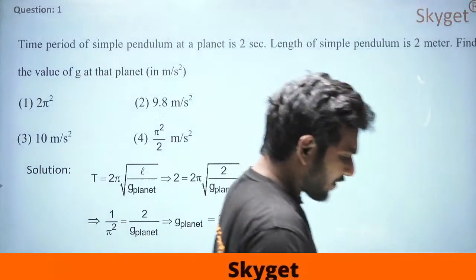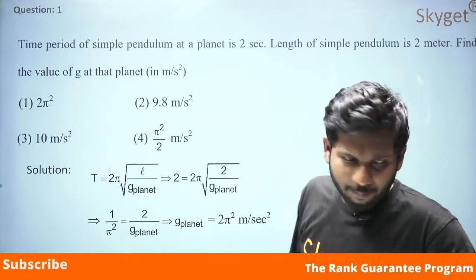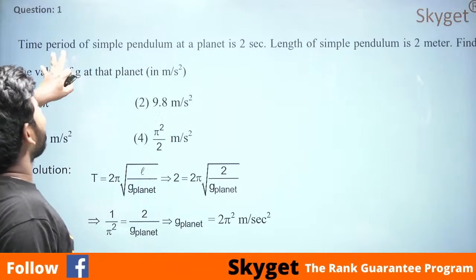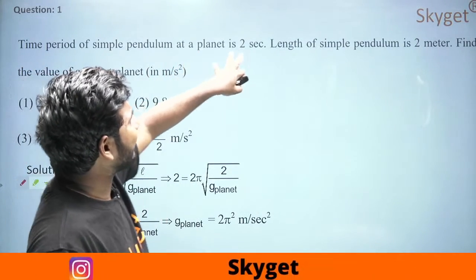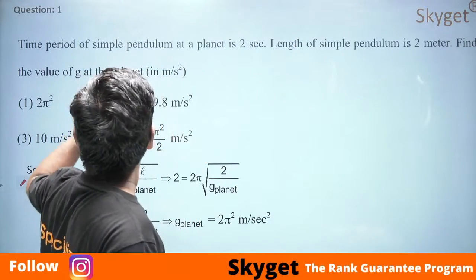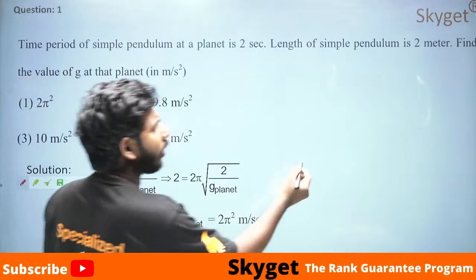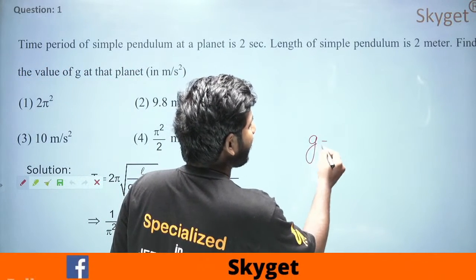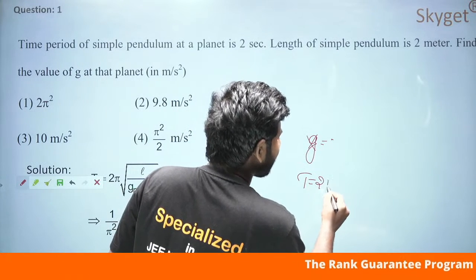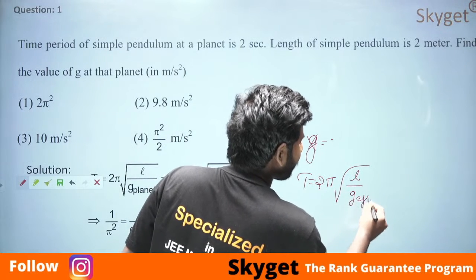The first question is the time period of a simple pendulum at a planet. We can consider this an easy question. The time period of a simple pendulum at a planet is 2 seconds. The length of the simple pendulum is 2 meters. Find the value of g at that planet. What is the time period formula? The time period formula is 2 pi root over L by g effective.